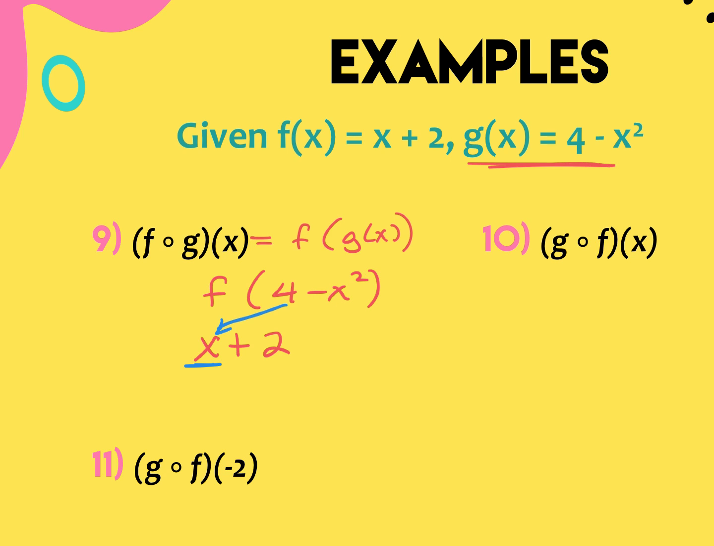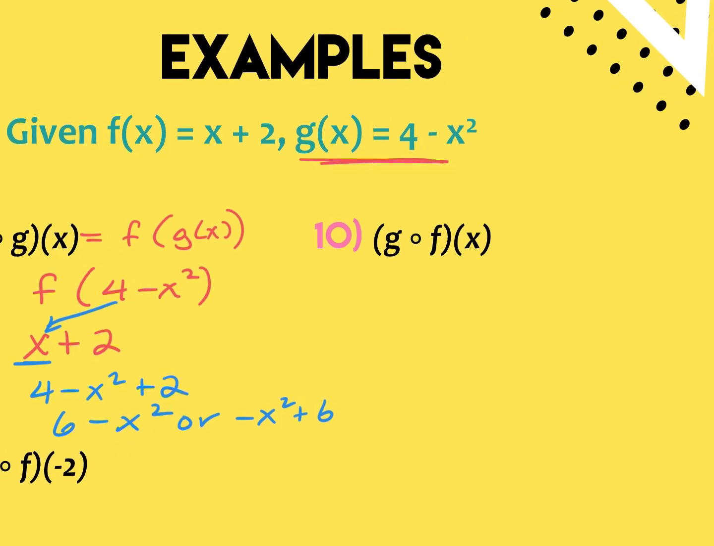So I'm going to take out X, put 4 minus X squared plus 2, combine my like terms, and I get 6 minus X squared. You can also write it as negative X squared plus 6. Either way. Now we're going to go the other way.